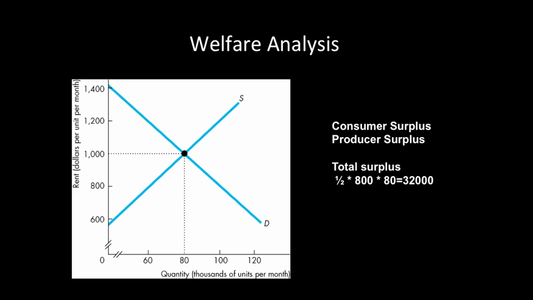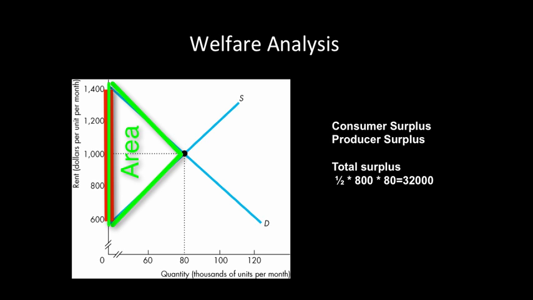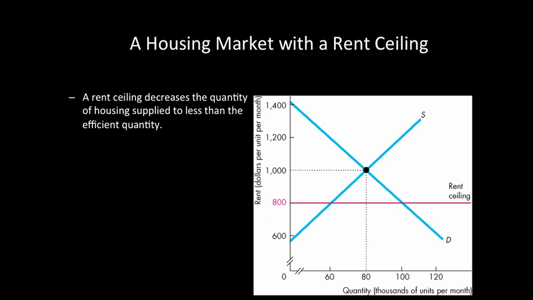The equilibrium price in this case is $1,000 and the equilibrium quantity rented out is 80,000 apartments or houses. The consumer surplus is the area below the demand function and above the equilibrium price, the blue triangle. The producer surplus is the area above the supply function and below the equilibrium price, represented by this blue triangle. The total surplus is measured by this large triangle, which is half base 800 times height 80, and this gives us 32,000. Let's look at what happens when you impose a rent ceiling of $800.